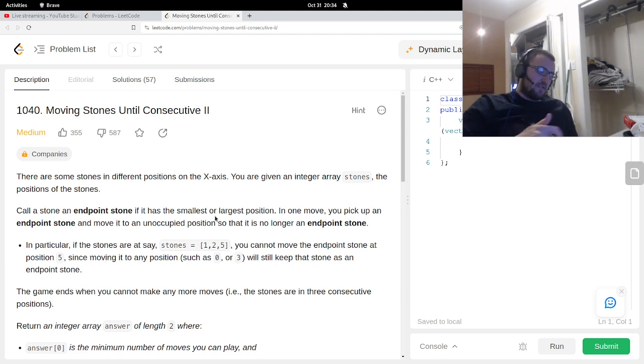Let's try again. So x sub 0, x sub 1, x sub 2, x sub 3. Let's say for 4 stones. And we want the minimum number of moves. Okay. So you can't bring x3 closer nor x0 closer.